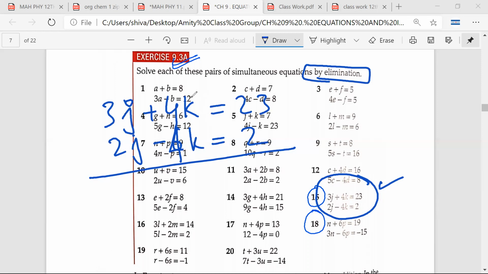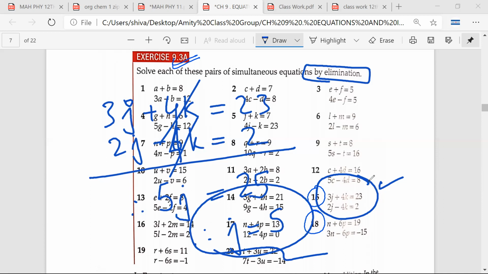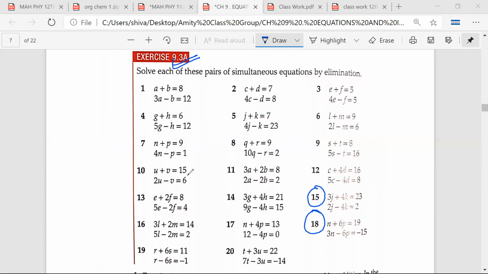It is easier to eliminate k because if I add both of them, these two will cancel. Therefore, 5j would be equal to 25 and j would be equal to 5. Sanuji, is it okay? Yes, sir. So, for example, let us take any other random equation. So, for example, this is the set of equations. Here, if I add these two equations, this and this will cancel. Therefore, 6x would be equal to 24 and s would be equal to 4. Samaji, is it okay?